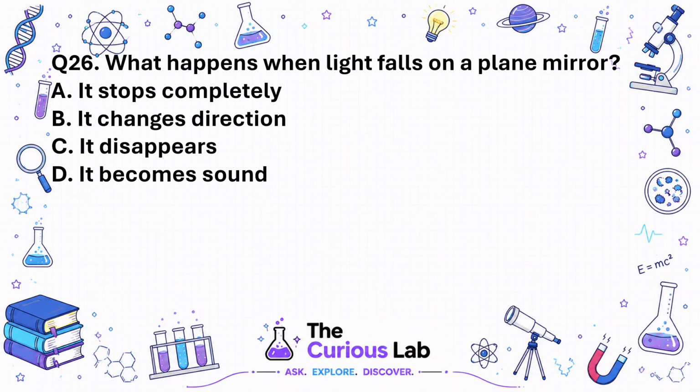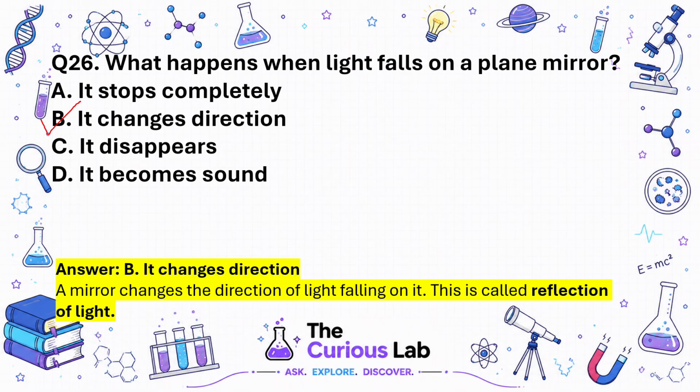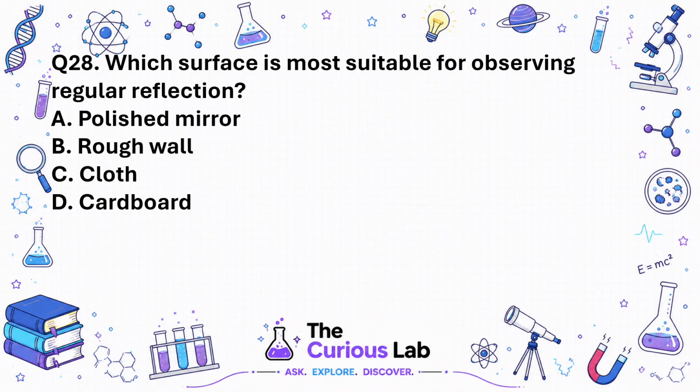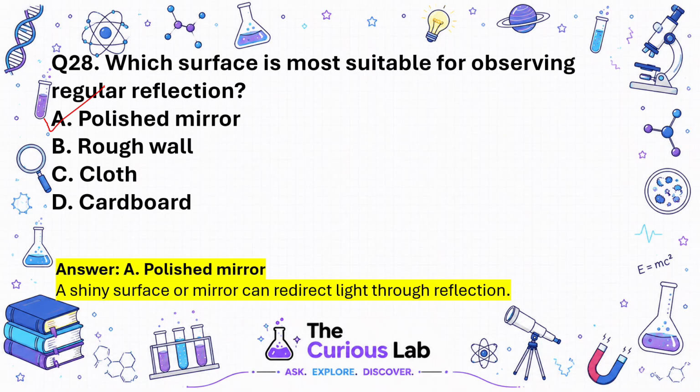What happens when light falls on a plane mirror? So when light falls on a plane mirror, it changes its direction and this is called reflection. The change in direction of light by a mirror is called reflection. Which surface is most suitable for observing regular reflection? So if I have to see regular reflection, the surface has to be perfectly smooth. So the answer would be polished mirror.